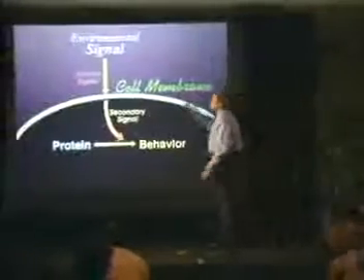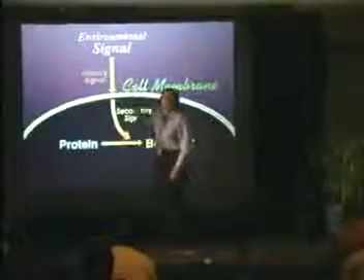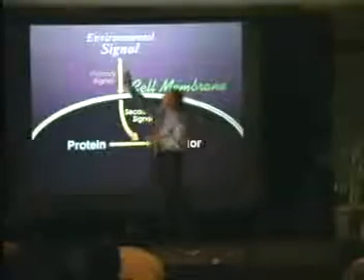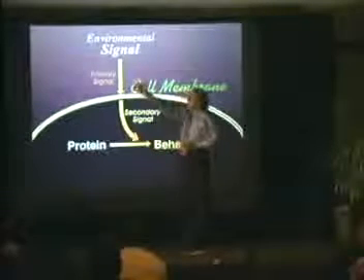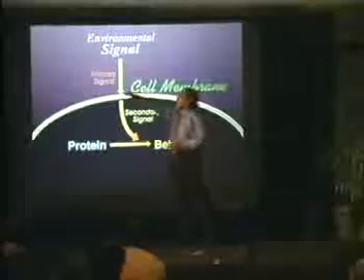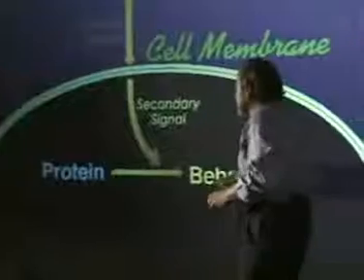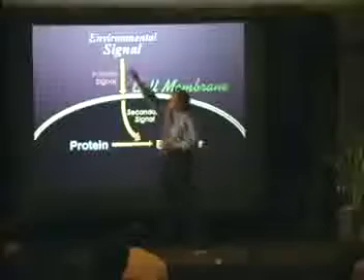How does the cell membrane work? It takes an environmental signal, and it could be anything. It could be sunshine. It could be hot air. It could be sound. It could be anything that's out there, chemicals, smells, taste, anything that's from the environment. The membrane picks that up, and the environmental signal is called the primary signal. And then what happens is this: the membrane converts the environmental signal into the signal that controls the protein, so that the behavior is mediated by the cell membrane as it responds to the environment.